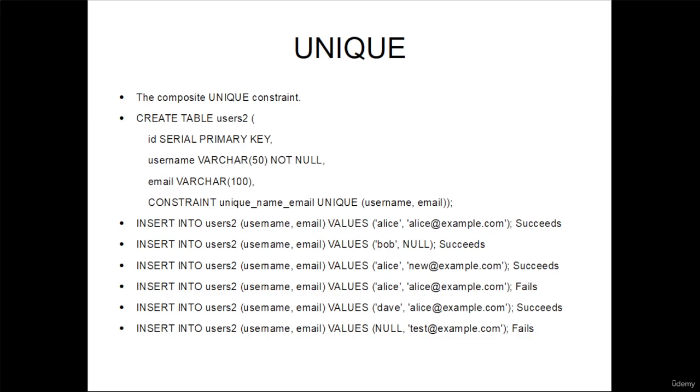The composite unique (username, email) constraint ensures that the pair of username and email is unique across all rows. Note that there are no individual unique constraints. As a result, we can have duplicate usernames, and we can have duplicate email addresses. What has to be unique is the combination of username and email address.